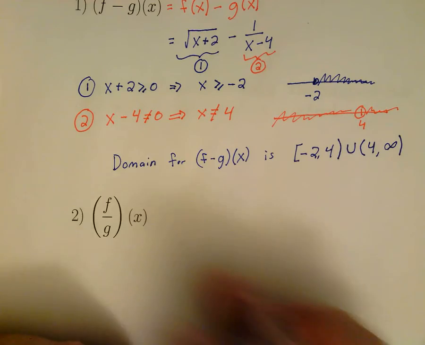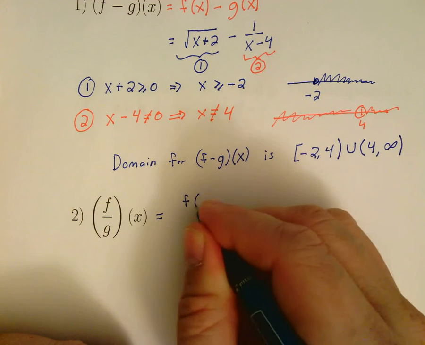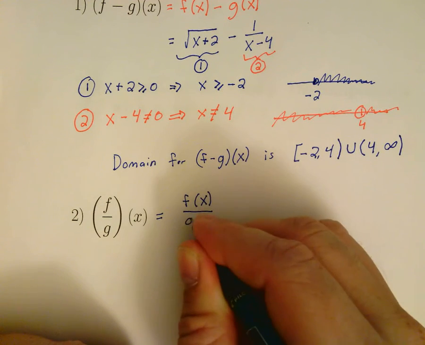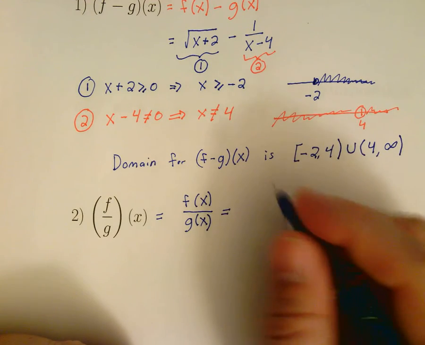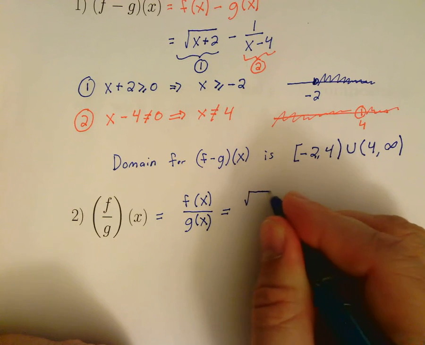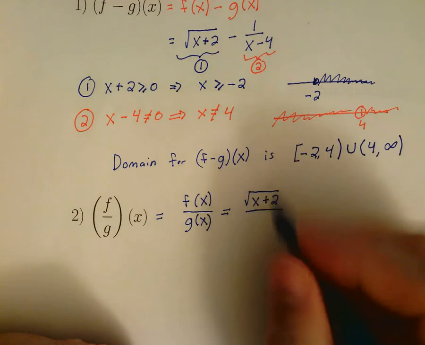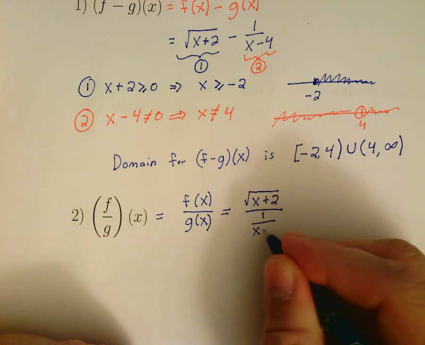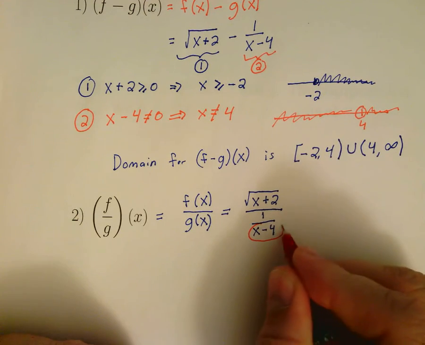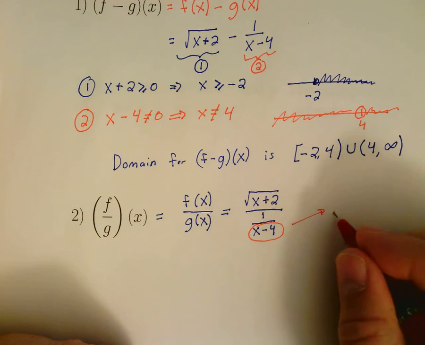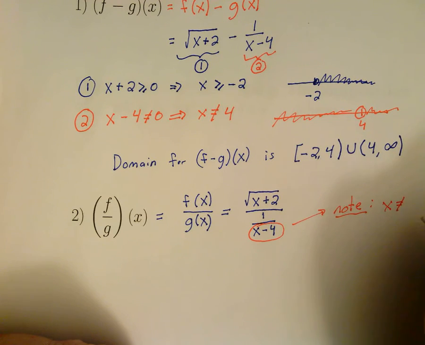Now the second one, I have f divided by g of x. That's the same thing as saying f of x divided by g of x. Okay, and if I rewrite that out, I know that my f of x is going to be equal to the square root of x plus 2, divided by g of x, which is 1 over x minus 4. Now notice from the very first step, I have to note this, from the very beginning, because this is division by 0, I want to note that here x cannot be equal to 4.